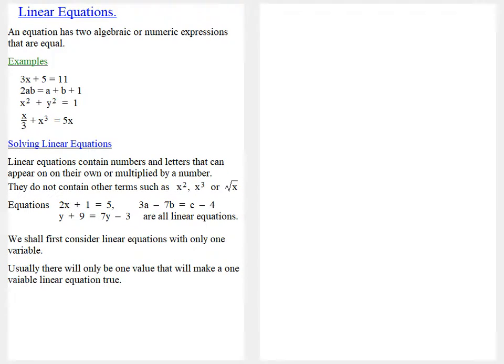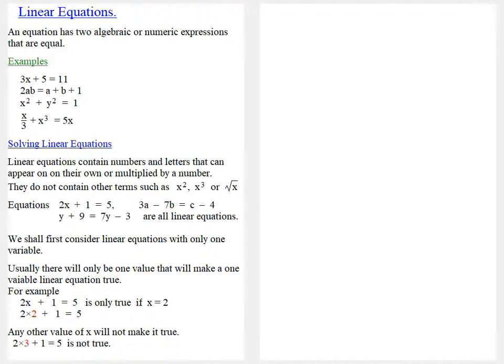Usually there'll be only one value that will make a one-variable linear equation true. For example, if we have the equation 2x plus 1 equals 5, this is only true if x equals 2. In that case we have 2 times x, which is 2 times 2, plus 1 is 4 plus 1, which is equal to 5. Any other value of x will not make it true. If, for example, we try x is 3, we end up with 2 times 3 plus 1, well that's 6 plus 1, which is 7, and that's not equal to 5.